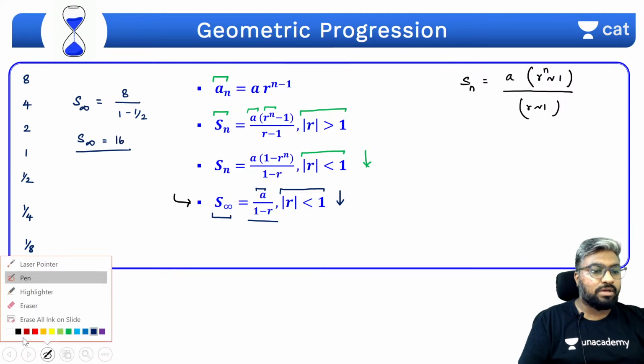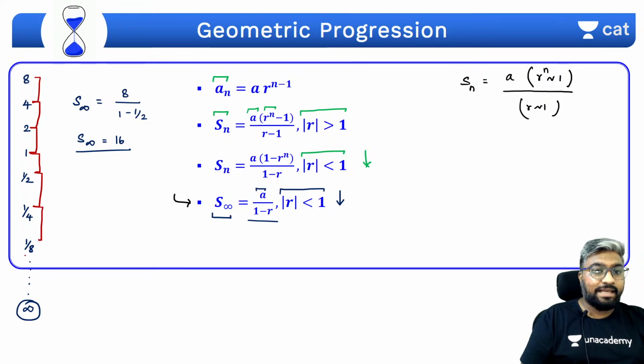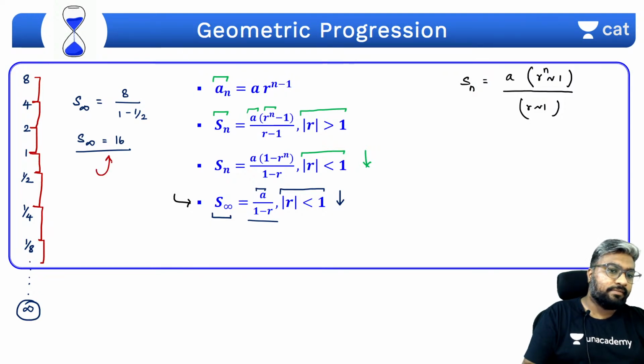Yes, so what we can do is we can start adding. See, 12, 14, 15, 15.5, 15.75, 15.88, right? This will keep going on like this. This will keep going on till you get 16. Understood, everyone?